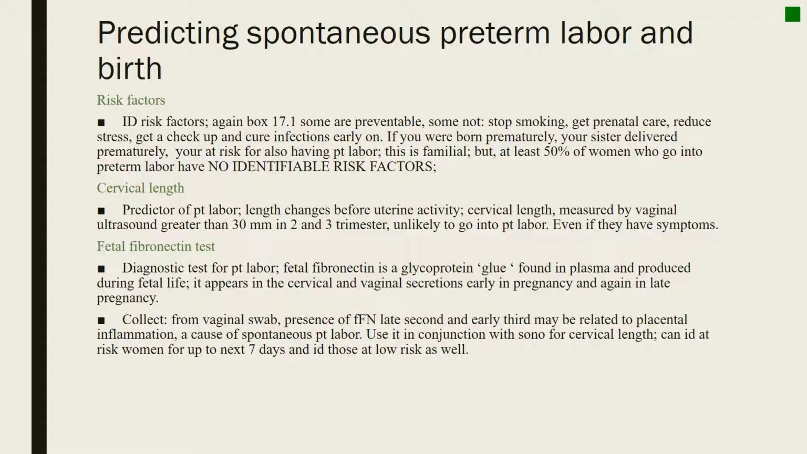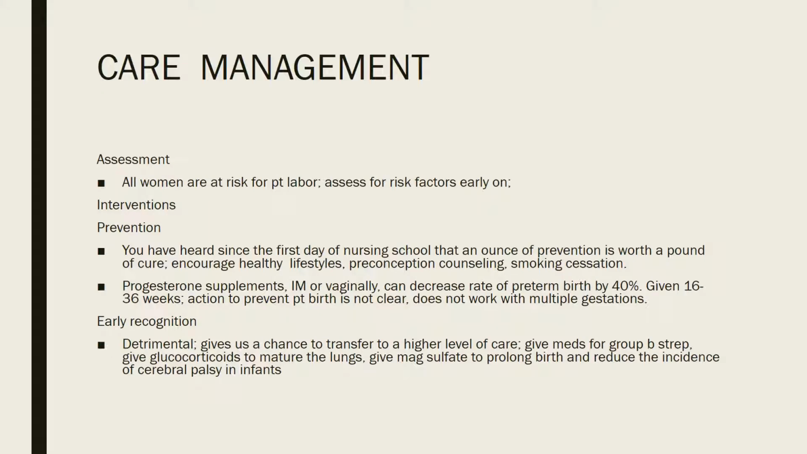And then there's the fetal fibronectin test. This is a glycoprotein glue that's found in the plasma and produced during fetal life. It appears in the cervical and vaginal secretions early in pregnancy and again in late pregnancy. We collect it. It's known to be a cause of spontaneous preterm labor, and we use this in conjunction with that cervical length. It can identify people that are at risk for up to 7 days in that window, and also those that are low risk.